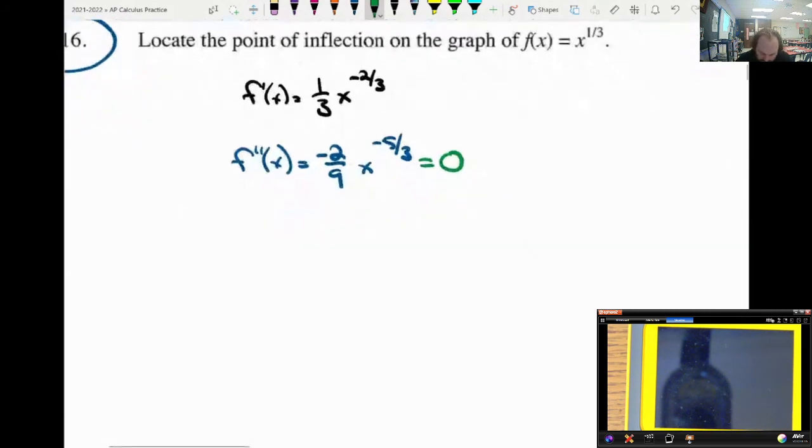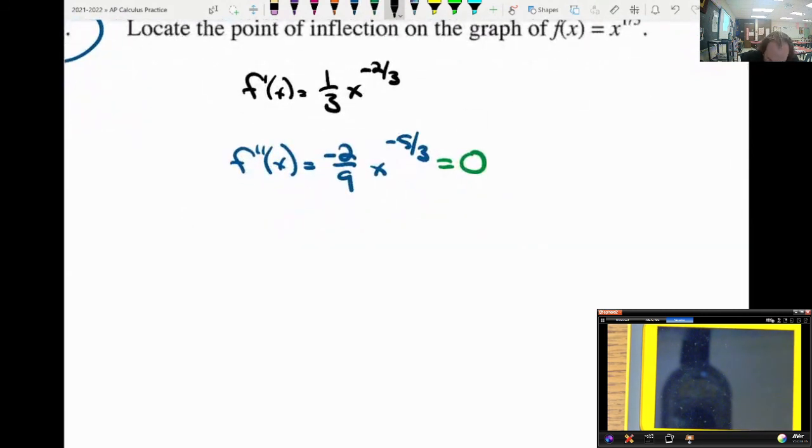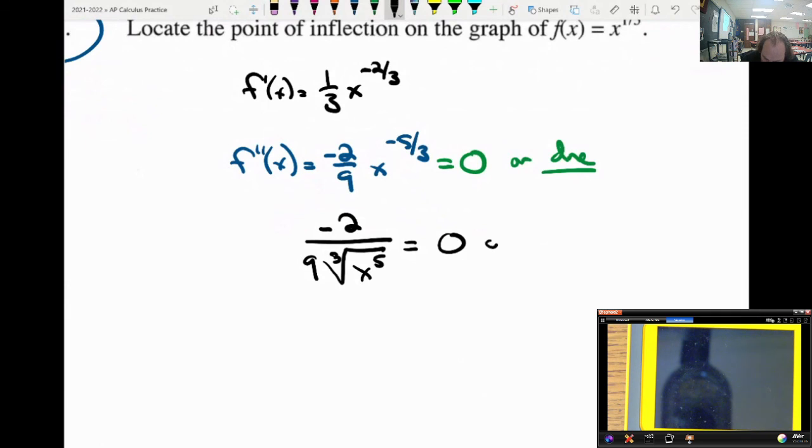So let's consider this. We have, if we clean it up a little bit, 0 or does not exist. Let's think about that for a minute too. That might be a thing we have to think about. Because if you rewrite this, what you get is negative 2 on top, 9 on bottom, and the third root of x to the 5th on the bottom also. We want to know when this either equals 0 or does not exist. I think it's pretty easy to say that's going to happen when x is 0.